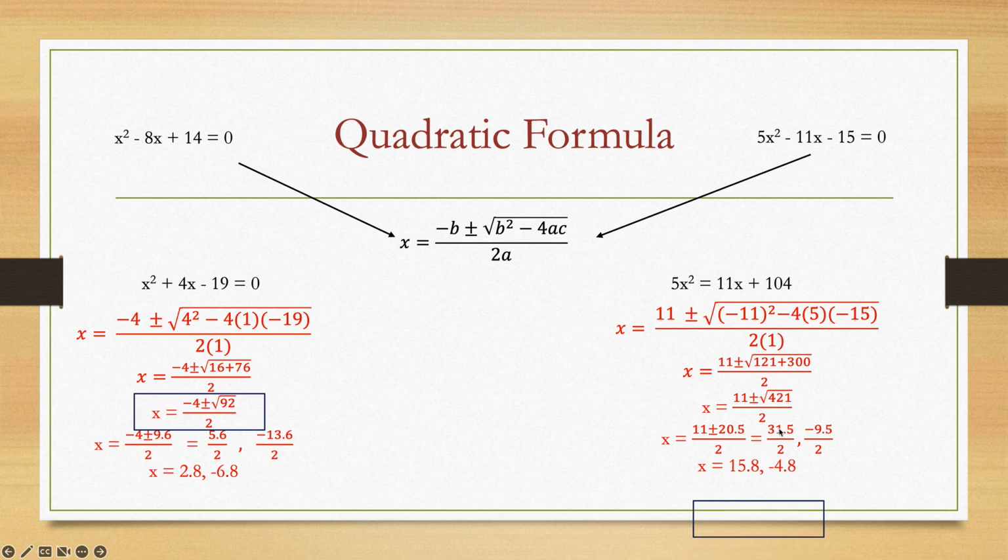Now, if I asked for simple radical form, well, we're not going to talk about simple radical form in here because we didn't teach and we won't teach simplifying radicals. But we'll just get radical form, which is radical 421 over 11 plus or minus 20.5 over 2, because if you do the square root of 421, it's about 20.5. That's 11 plus 20.5 is 31.5 over 2, and 11 minus 20.5 is negative 9.5 over 2. 31.5 over 2 is 15.8. Negative 9.5 over 2 is negative 4.8. Round it to the nearest tenth.